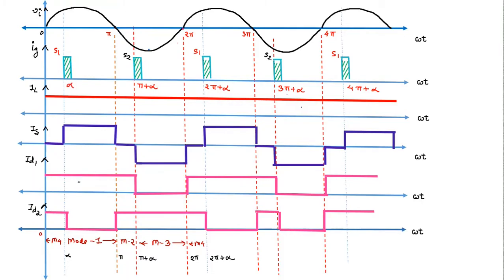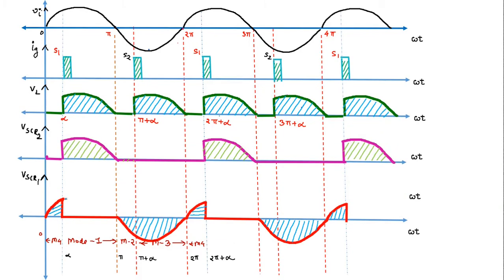Now in mode number 1 we will see the diode D1 current. Diode D1 is in the conducting mode, therefore the current through this device will be equal to the load current between these two instances, and diode D2 is not conducting, therefore the current through this device will be equal to 0.